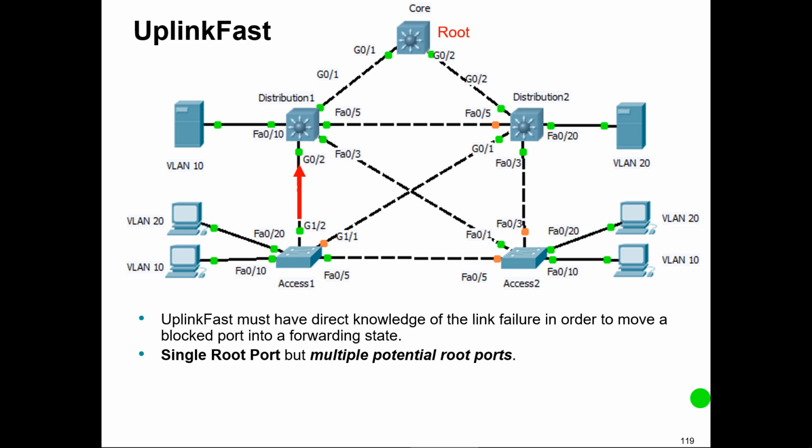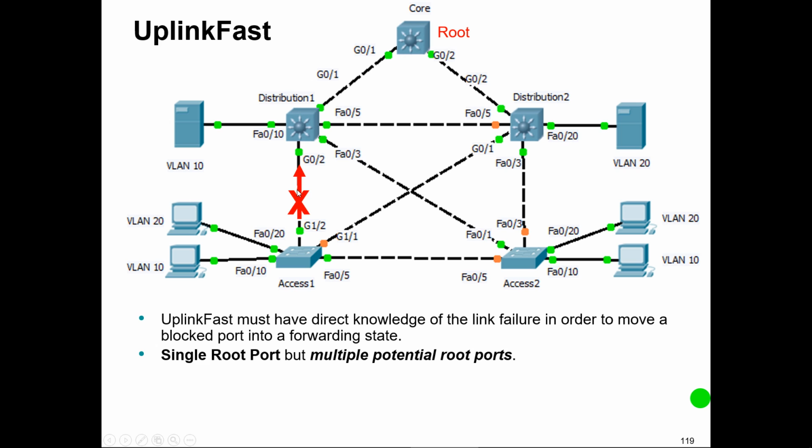Uplink fast must have direct knowledge of the link failure in order to move a blocking port to a forwarding state. When access 1 detects a link failure on the current active link, the root port, again a direct link failure, uplink fast unblocks the blocked port on access 1, then transitions it to the forwarding state without going through the listening and learning states. The switchover occurs within 5 seconds.